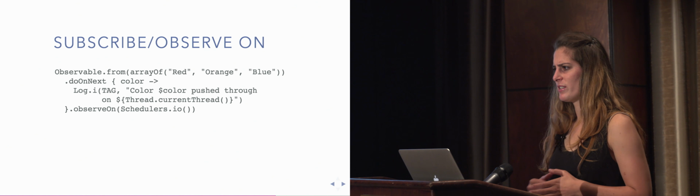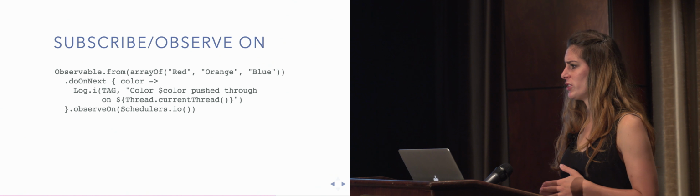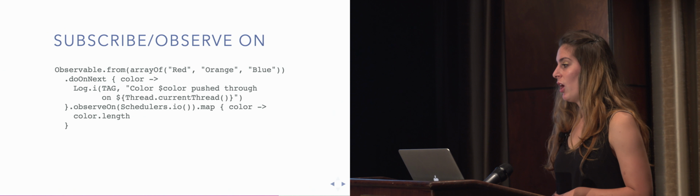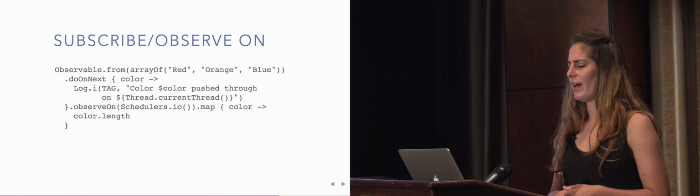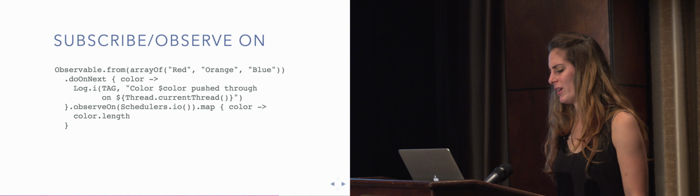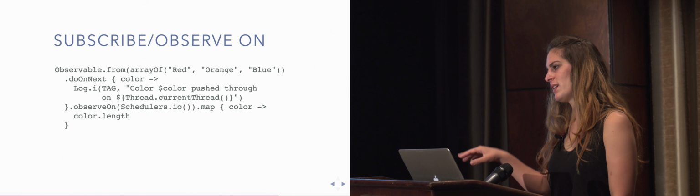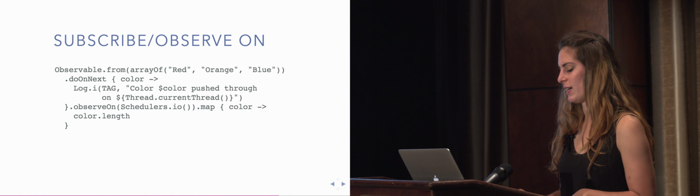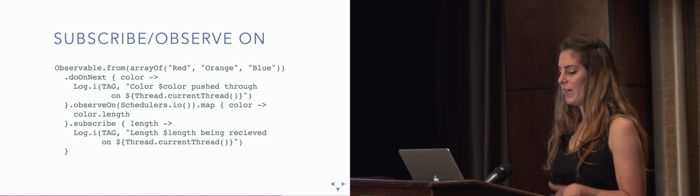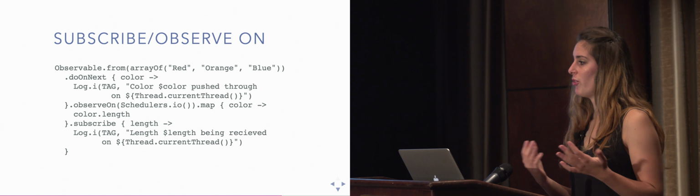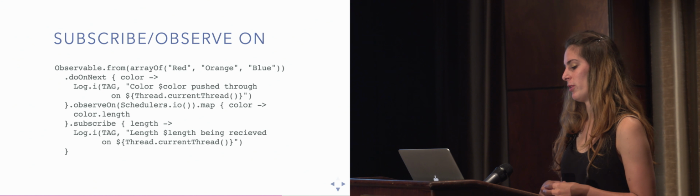Now, maybe something else needs to happen, and I don't want it to be on that thread anymore. So I put an observeOn, and I say, all right, let's switch our thread over to I/O. And then I want to do something like map it. I have a string of colors. Maybe I only care about the length of the string. That's what's important. So I'll say, all right, take this string, and then instead of having the string, give me back the string's length instead. And then you get the full finished product. I add that subscribe. It prints out the thread that I'm finally getting my output on.